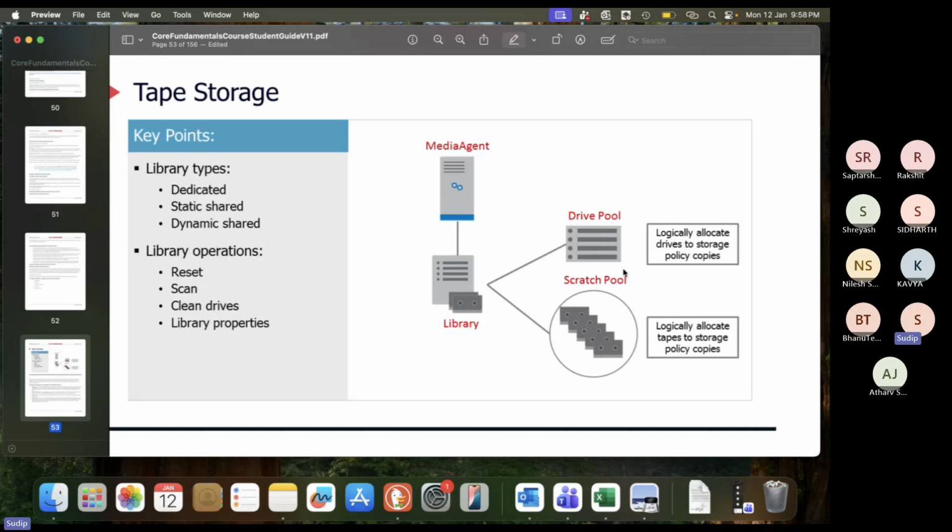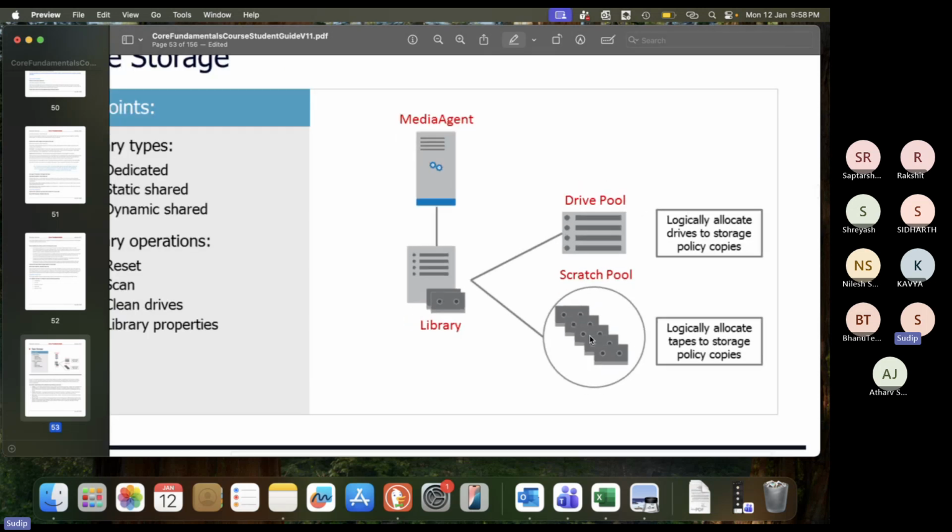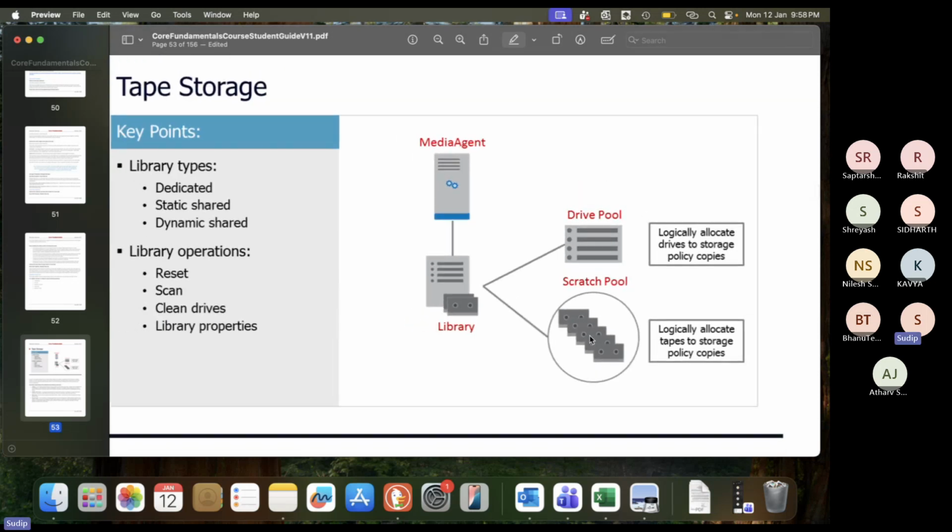These drives are the ones into which the tape will go, and they will start being read or written. Then there will be certain other tapes which are called a scratch pool, which are used to write some temporary data. Whenever you're doing compression or encryption on tapes, the scratch pool is used to temporarily write some information. Once the operation is completed, this scratch pool goes back to being a scratch pool. That means you can keep on overwriting data on top of it.